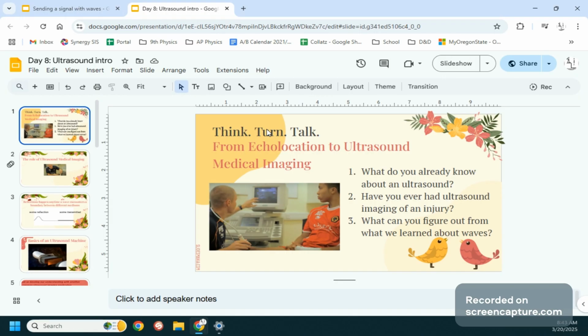And then the last one is, what do you already know about waves that you can then apply to understanding how an ultrasound works? Or what do you already know about echolocation that might help you figure out how an ultrasound works? So go ahead and pause here so that you guys can talk through those things with your group.